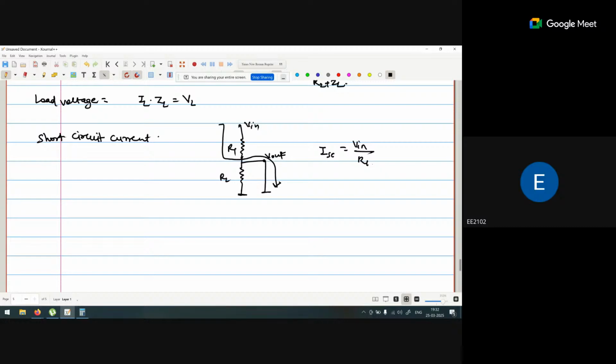Okay, so these are the parameters. These are the important parameters for the selection of any LDO, low dropout voltage regulator.